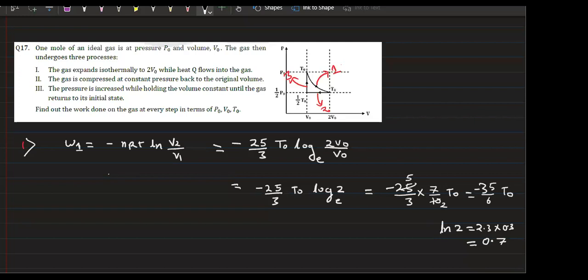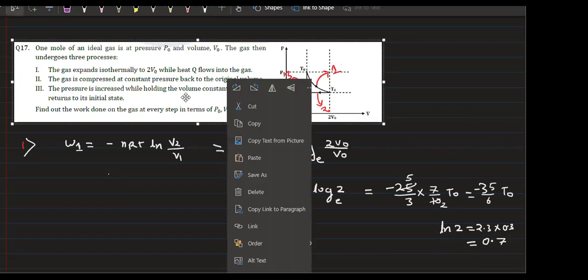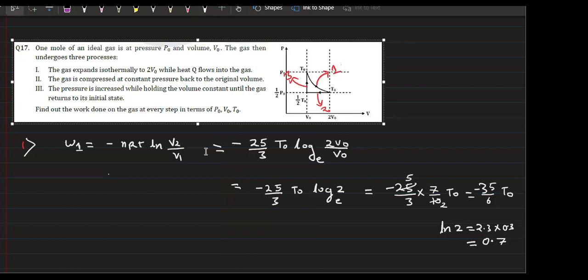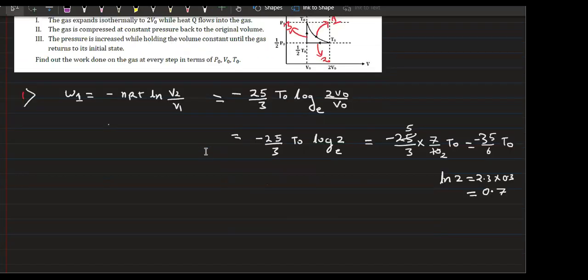So this is your first problem. Heat is given to the gas, as simple as that. An object will expand when heat is given to the gas, right? Question number 2. Let's see question number 2.